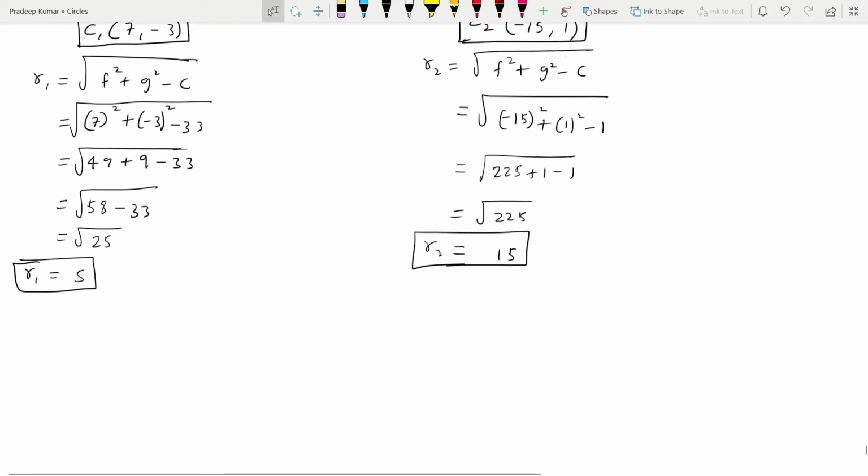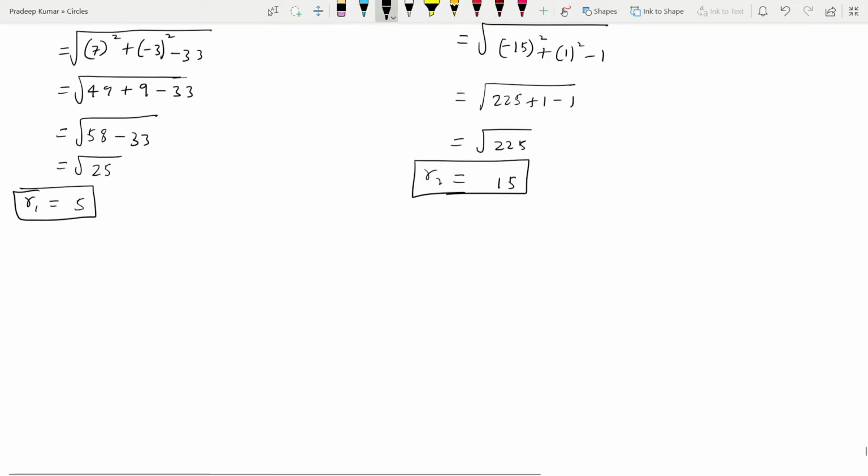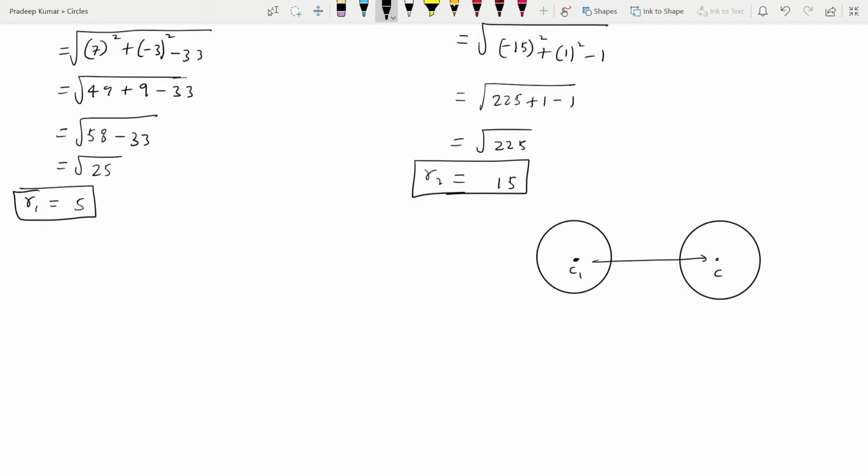For that, I'll take the two centers and find out the distance between the two centers of the circles. Suppose this is the first circle and this is the second circle. I'm trying to find out the distance between center 1 and center 2. So let's do this. I can write here the distance between two centers, center 1 and center 2.